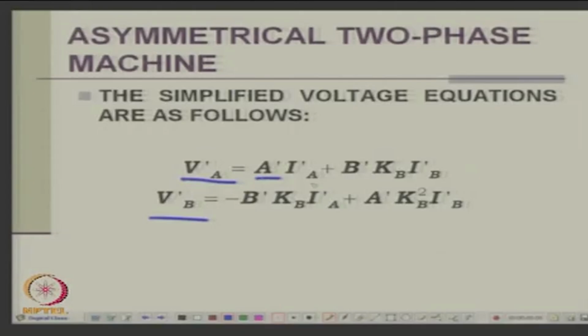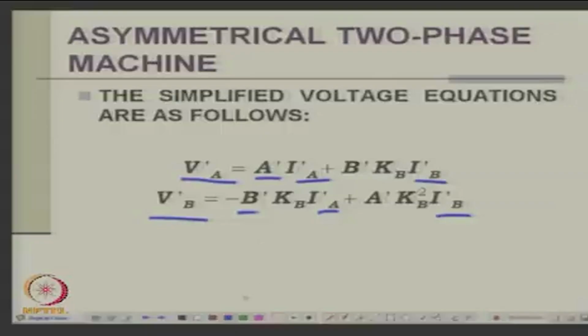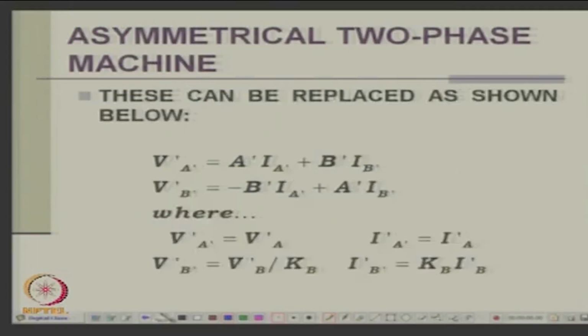So, you can write V A dash, V B dash in terms of the currents I A dash, I B dash, the dash is only for the two phase system. So, you can have an impedance parameter. Once you know V A, V B you can find I A, I B, is it not, because you know all these parameters. So, you have V A dash, V B dash, you can refer them all to the A phase terms.